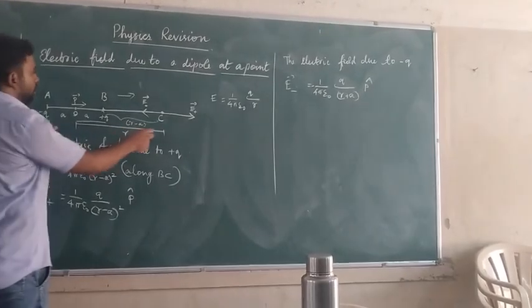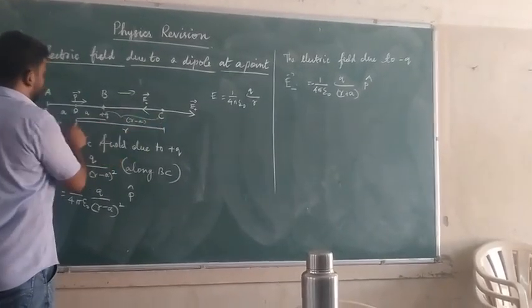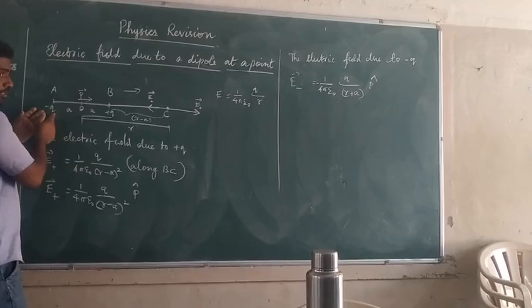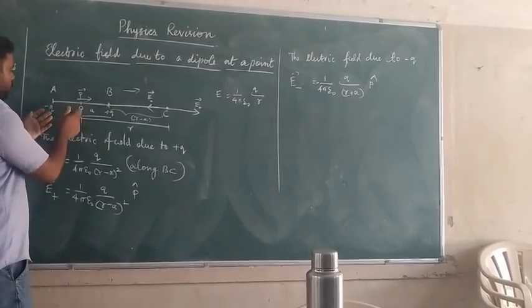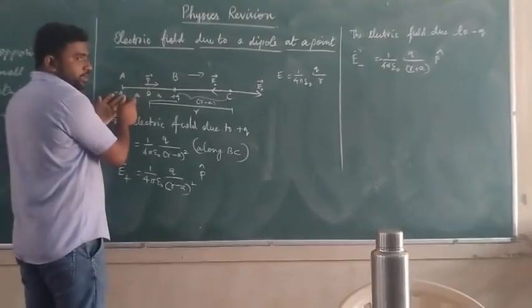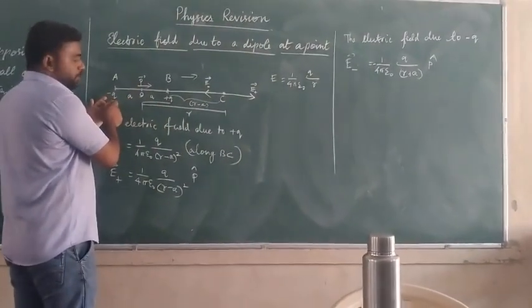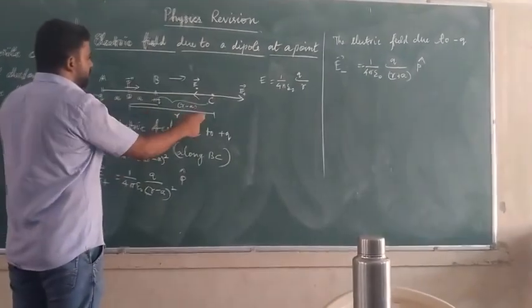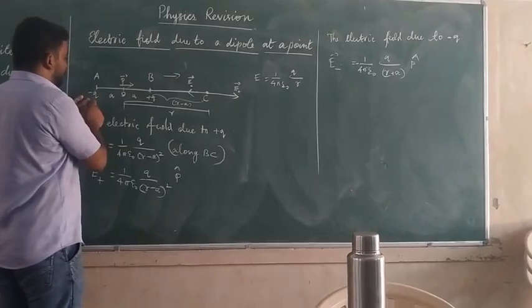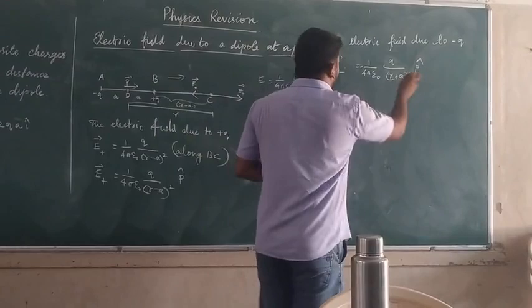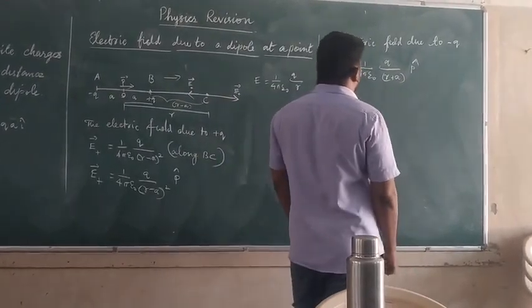Understand? So we know the distance from C to O is r. Then we have to come to this side, so that from O to minus q the distance is a. So r plus a is the total distance from C to the minus charge. Understand? That is why we write like this, r plus a, into p cap.